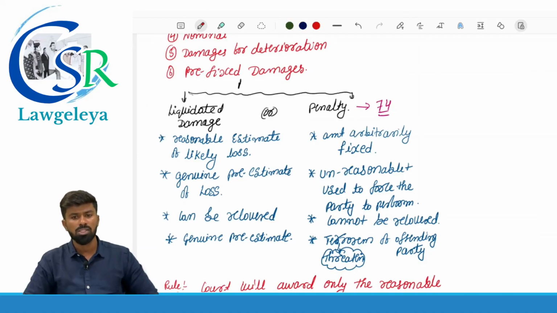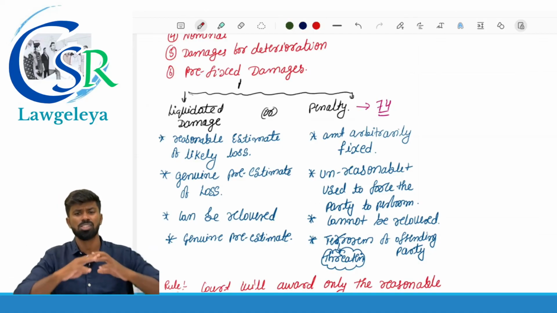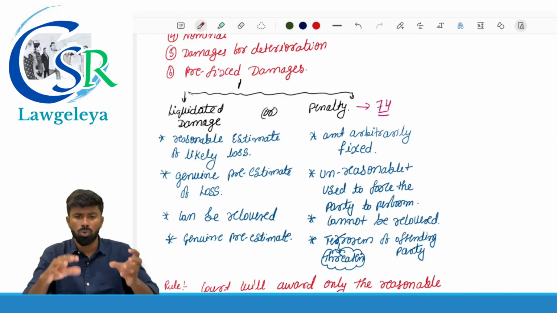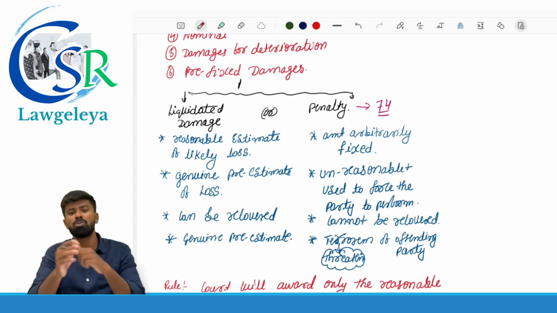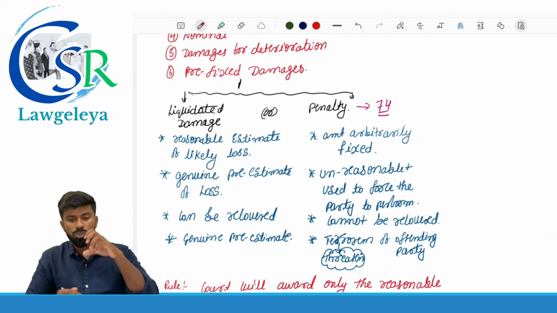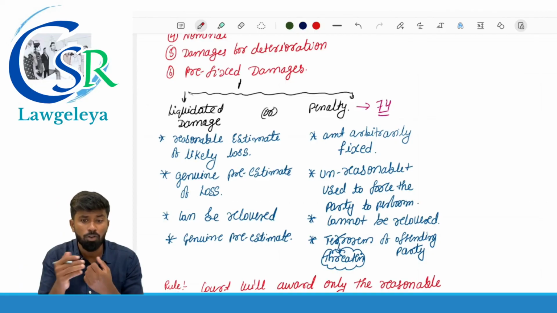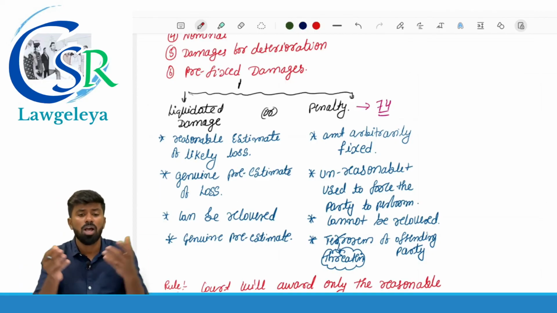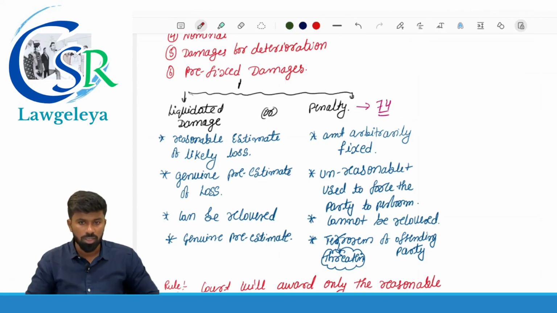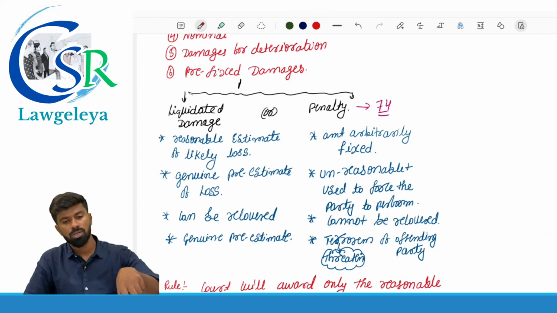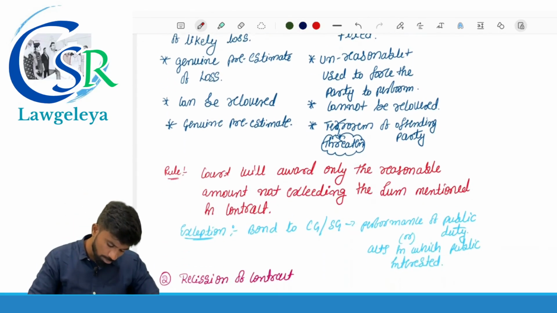Whereas penalty is just fixed arbitrarily, just fixed randomly. There is no correlation between the loss and the amount fixed. And it is used to threaten a person to perform the contract. And it is unreasonable and cannot be recovered. That is called as what? Penalty. They may ask this question in the examination: difference between LD and penalty.